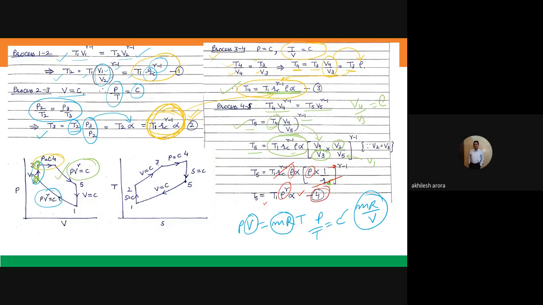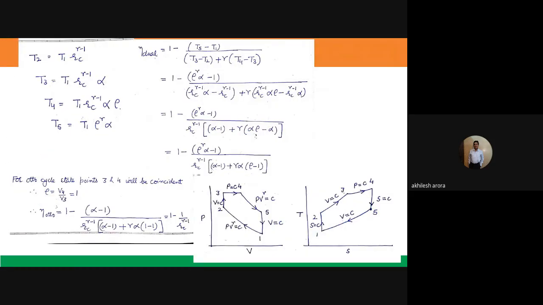So this is equation number 4. Basically we have calculated all the temperatures T2, T3, T4 and T5 in terms of T1. Now we can put these values of temperatures in this particular equation of the efficiency of the dual cycle. Just put all these values, and finally you can find that the efficiency of the dual cycle is given by this particular expression here.